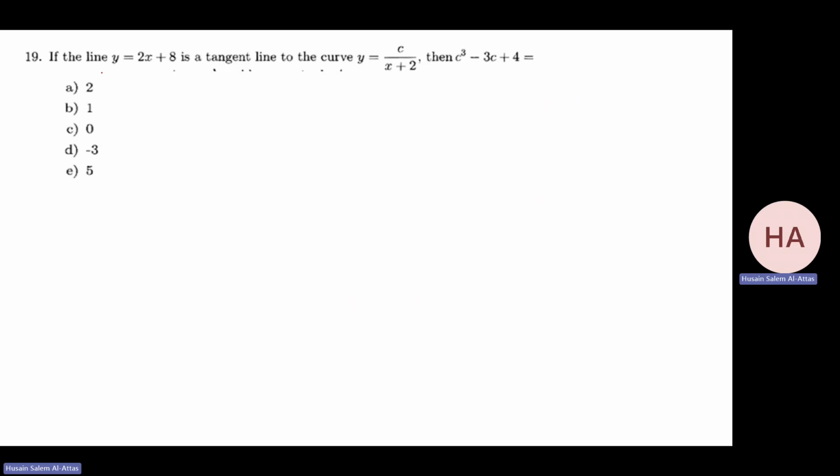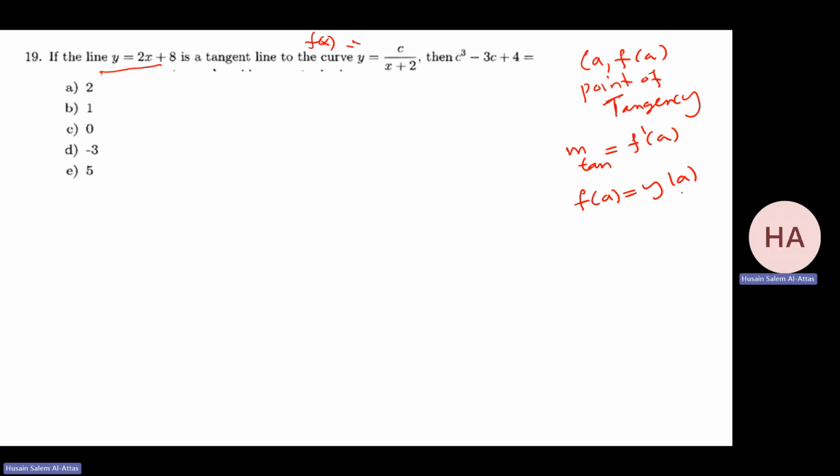If the line is tangent to this, I need the point of tangency, which is a, f of a. Call this f of x. This is the point of tangency. Why is it so important? Because I know the slope of the tangent equals f prime at a. Not only that, f of a is the same as y at a, where y is the line. From here I can find the slope of the tangent, which is 2.